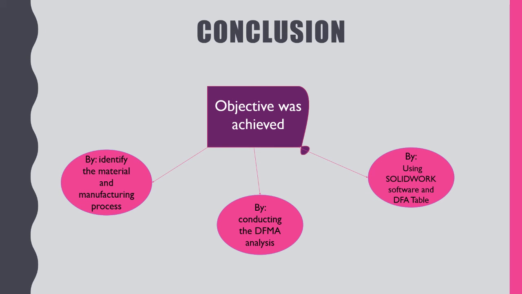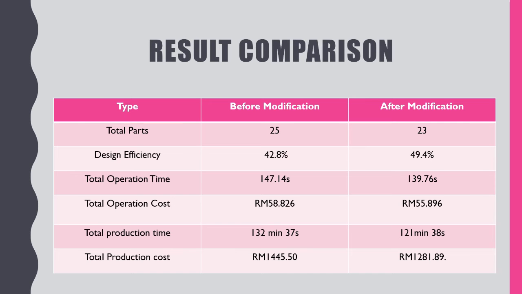So for the conclusion, the objective was achieved by identifying the material and also the manufacturing process. Next is by conducting the DFMA analysis. Third is by using SolidWorks software and also the DFA table. So these are the overall results that we have before the modification and after the modification, where the total parts is originally 25 and after modification it was reduced to 23. The design efficiency is originally 42.8% and it was increased to 49.4%.